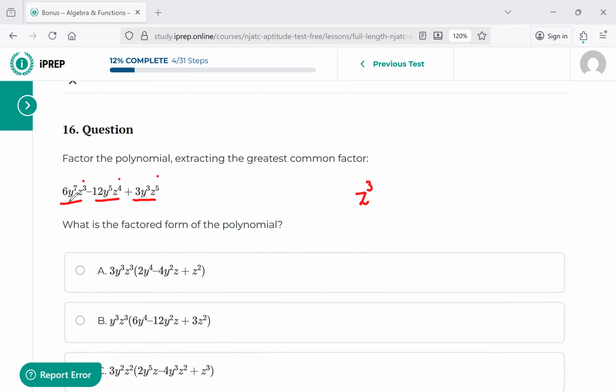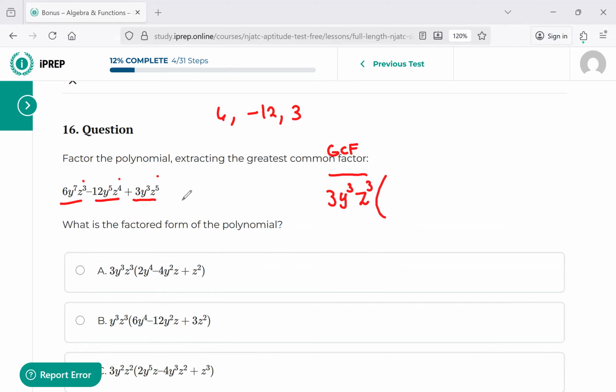Okay, what about the y's? We have a y^7, a y^5, and a y cubed. What is the largest amount of y's we can take out evenly? Right, y cubed. And then what about our constant? We have a 6, a negative 12, and a 3. What is the largest number that they're all divisible by? Between 6, negative 12, and 3. 3, right? They're all divisible by 3, and you can't go any higher. Okay, so this right here is my GCF.